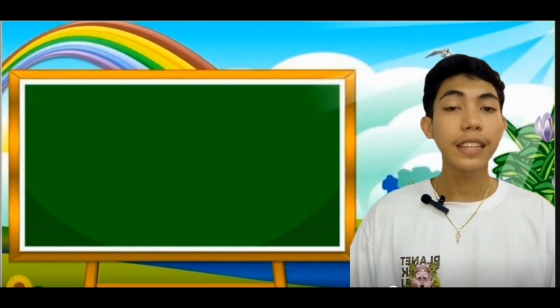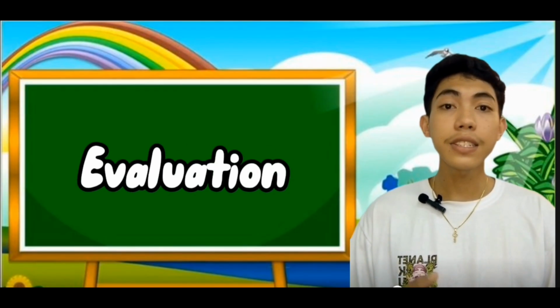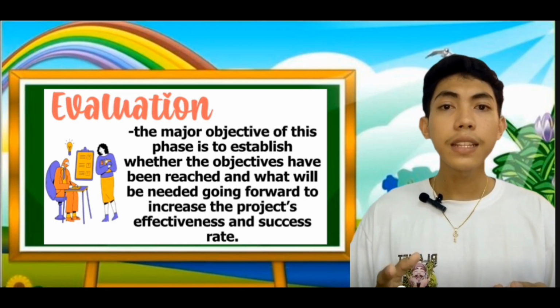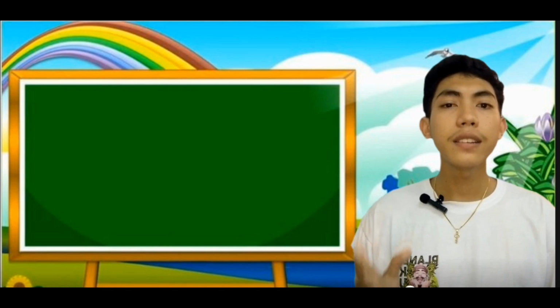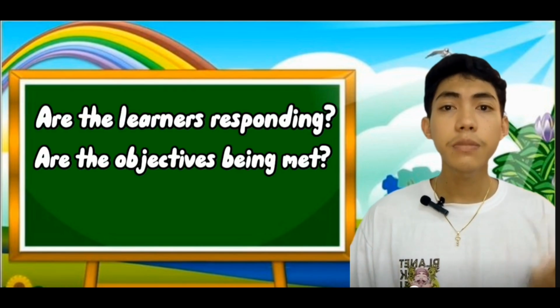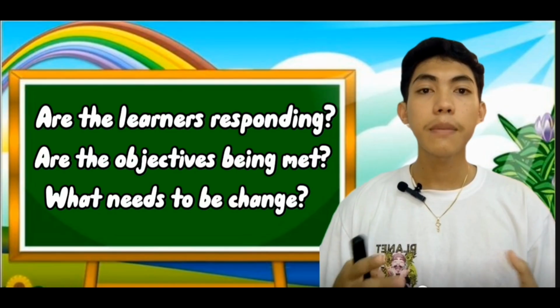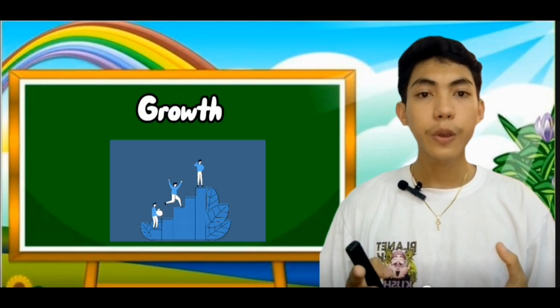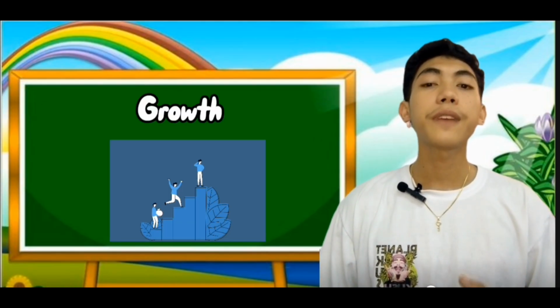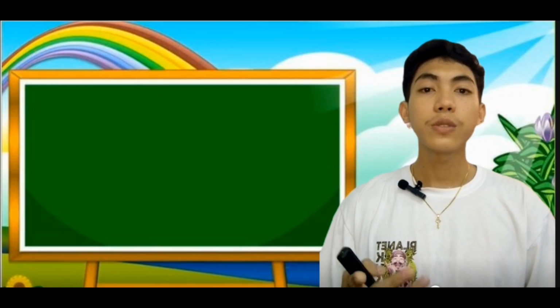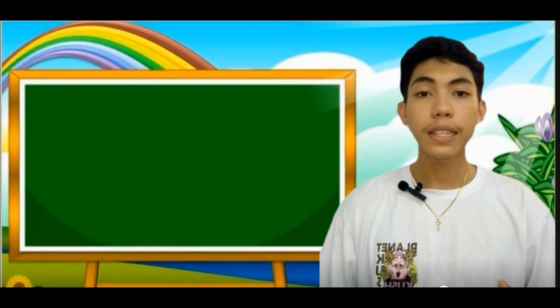Lastly, we arrive at evaluation. But this isn't just the final step, it's embedded throughout the model. We evaluate constantly. Are the learners responding? Are the objectives being met? What needs to be changed? Evaluation isn't about judgment, it's about growth. It empowers us to refine our methods, to listen to feedback, and to pursue excellence with humility.